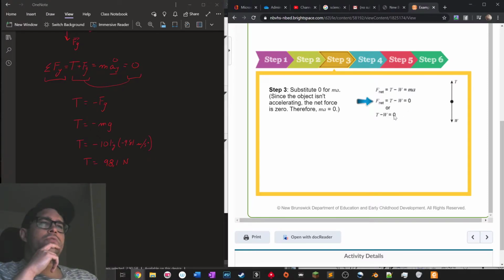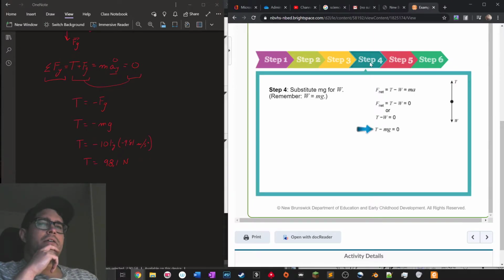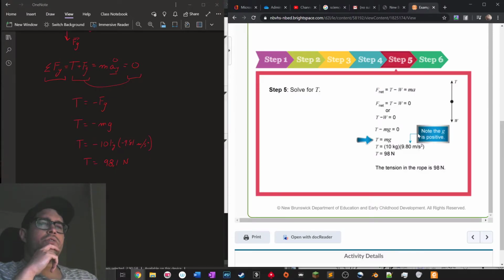So T minus W is 0, or T plus W is 0. They changed W for mg. Notice how g is positive. Why? Because it's physics 11. So again, I'm going to stick with our directions here.